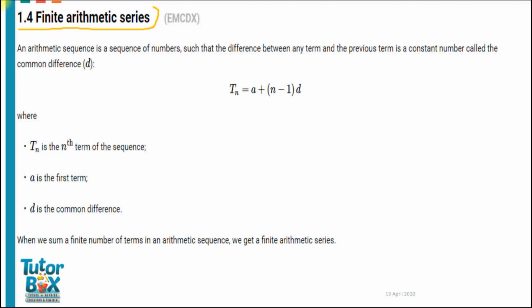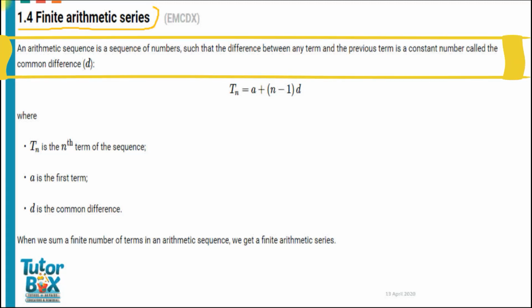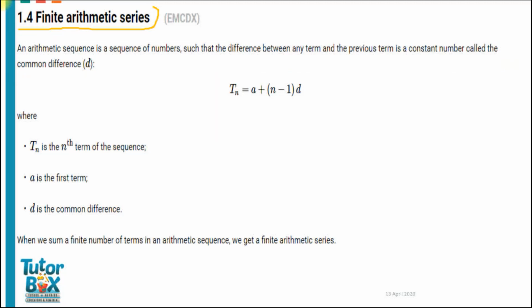Right, and then we have finite arithmetic series. So guys, this is very easy. We're just going to recap on that. We did this in grade 10. So in an arithmetic sequence, the sequence of numbers, we have a common difference there. This is our general formula. Tn is a plus n minus 1 bracket d.